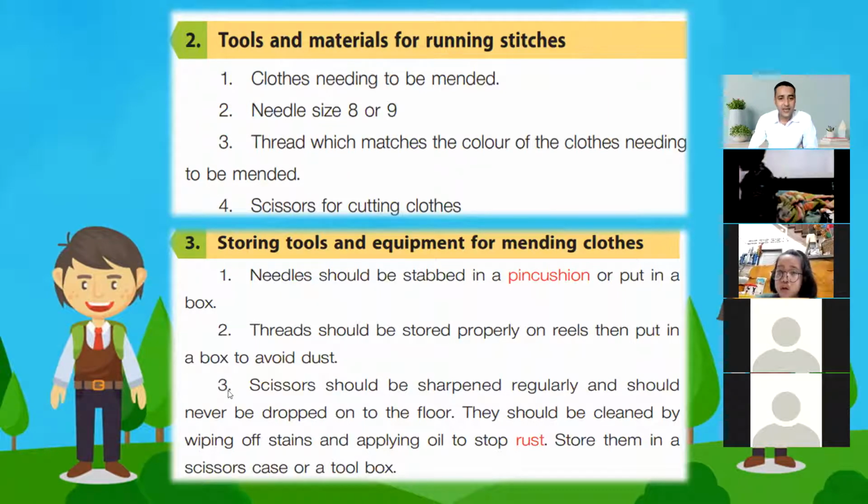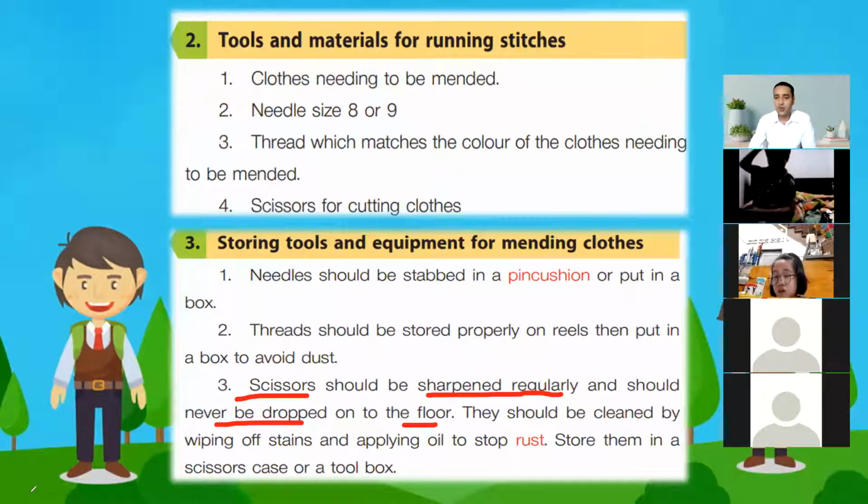Number 3, scissors. Scissors should be sharpened regularly and should never be dropped on the floor. They should be cleaned by wiping off stains and applying oil to stop rust.